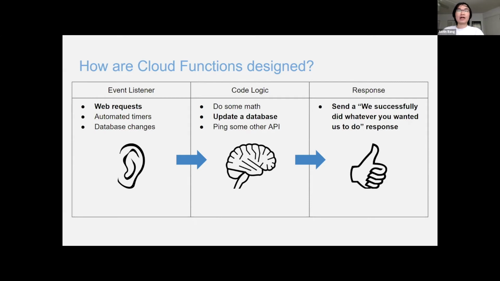And then obviously, like with all functions, you have some kind of code logic. You might do some math, you might update a database, or you might call another API that does something else. And universally, cloud functions all respond through the web. So you might send a status 200 for something successful. It's just any sort of generic response.